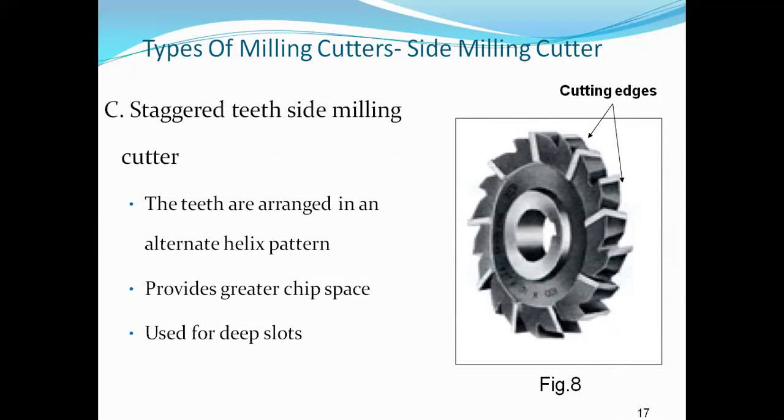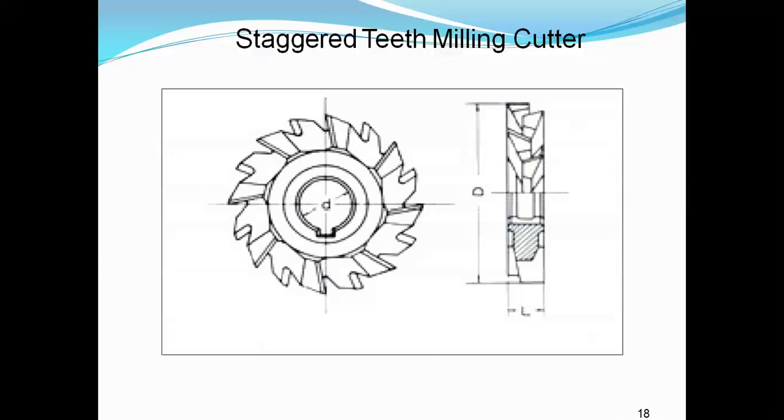Next, the staggered teeth side milling cutter. The teeth are arranged in an alternate helix pattern, which provides greater chip space, and it is used for deep slots. This is the staggered teeth milling cutter.